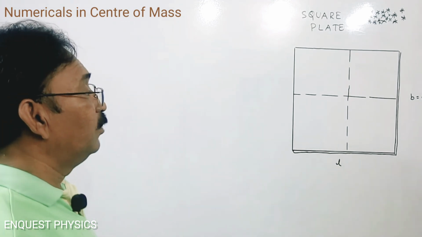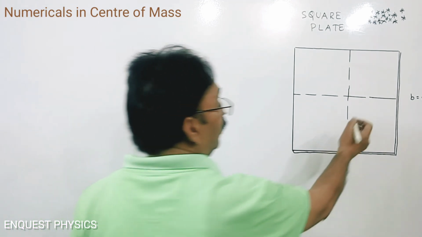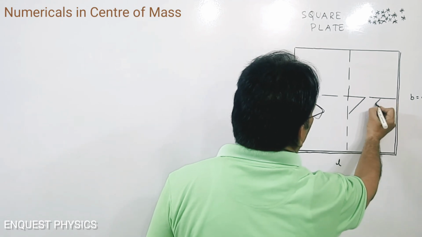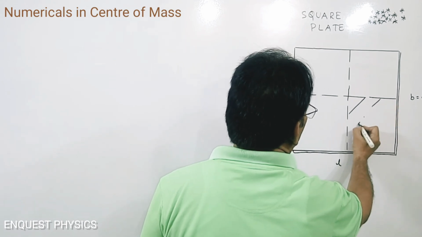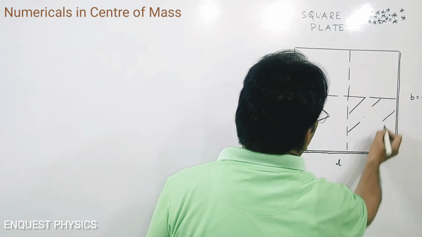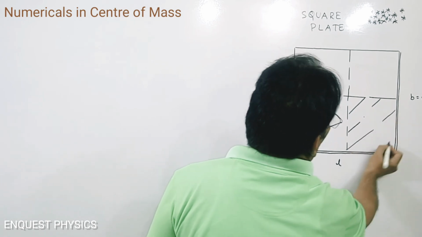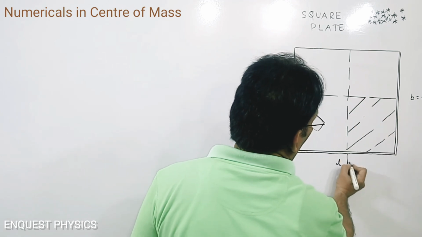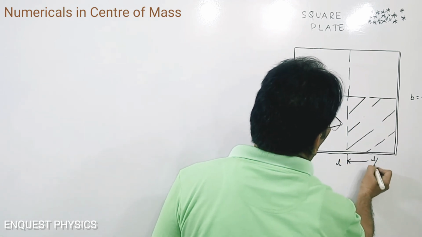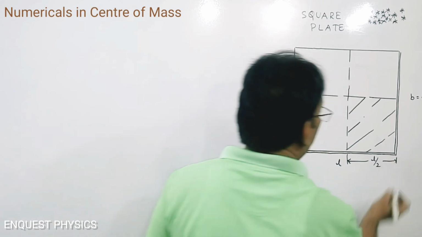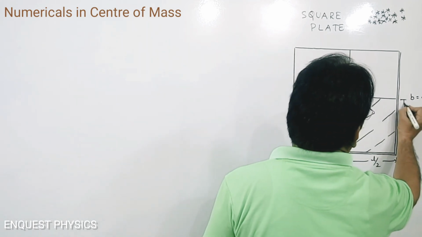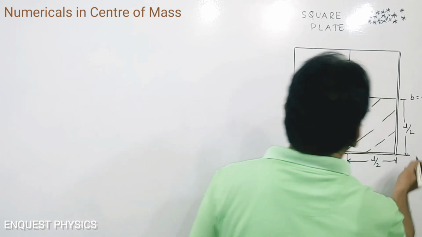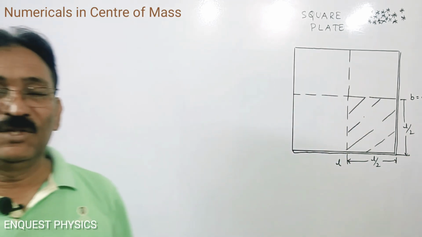What is being said in this problem? He is asking us, if a plate is removed from one of its corners, in this way, this is the removed mass, which has a length of half of the length of the plate and breadth which is half of the length. Then he is asking us, what is the shift in center of mass?